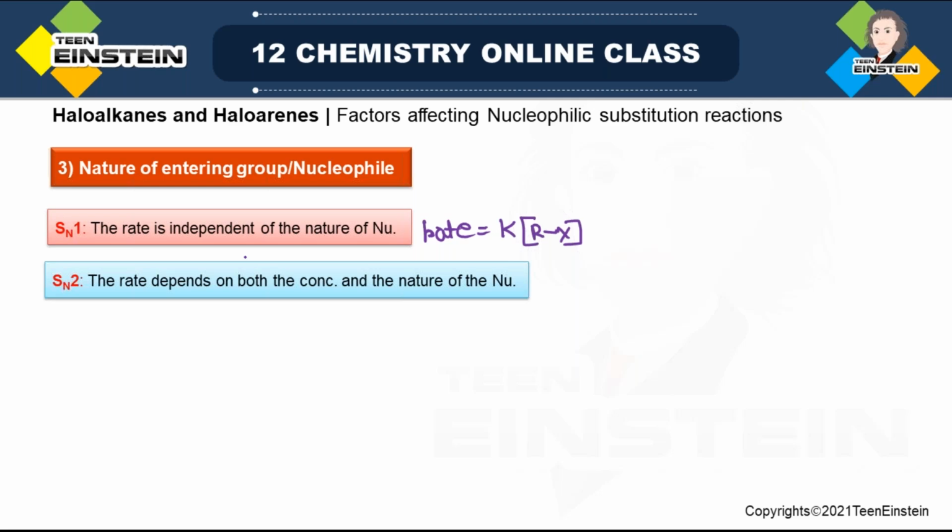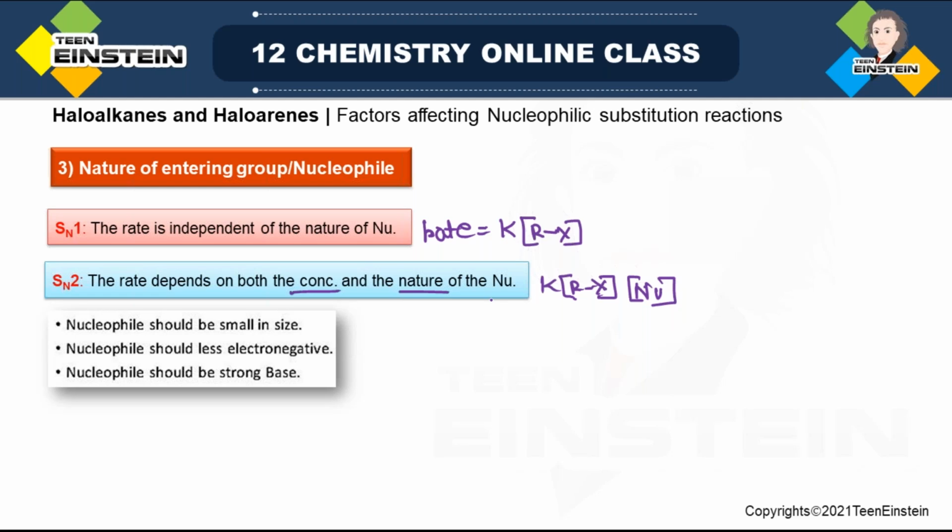But if it is SN2, here both the concentration as well as the nature matter. Not just concentration, but nature, meaning whether it is sterically hindered or not, all these factors you have to take care of. Here the rate expression is K into the concentration of RX as well as the concentration of the nucleophile, both. That is why in case of SN2 it is important, right?